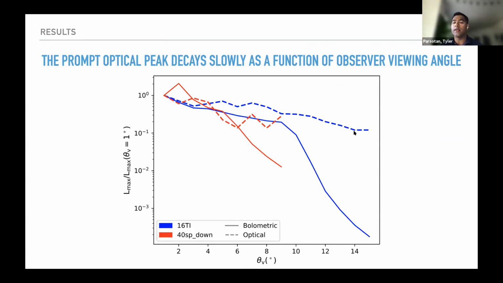The optical light curve peak, however, stays relatively shallow, has a relatively shallow decay, same with the 40 spike down simulation. So you can infer that at some point at large theta V, your gamma ray light curve is extremely dim and our gamma ray detectors won't be triggering on a given event. However, our optical light curve is still relatively bright. And so it's possible that we would be able to detect some sort of optical signal there.